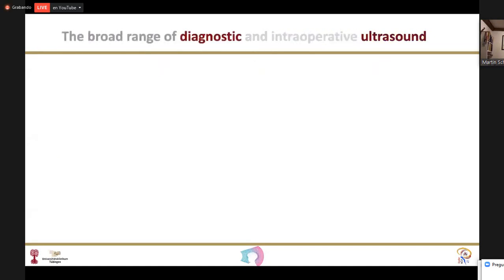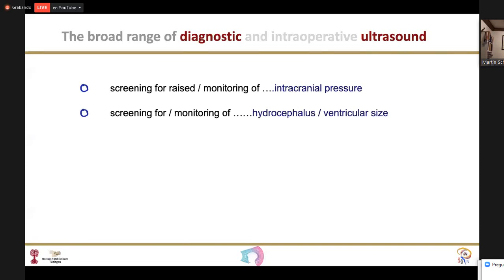Talking about diagnostics, what can we use ultrasound for as a diagnostic tool? Normally, we think that is the job of pediatricians or neuroradiologists or pediatric radiologists, but you should be able to do most of these things by yourself, because then you don't have to rely on other people. You can use it for screening of raised intracranial pressure or monitoring the intracranial pressure over time. I'll show you how to use it.